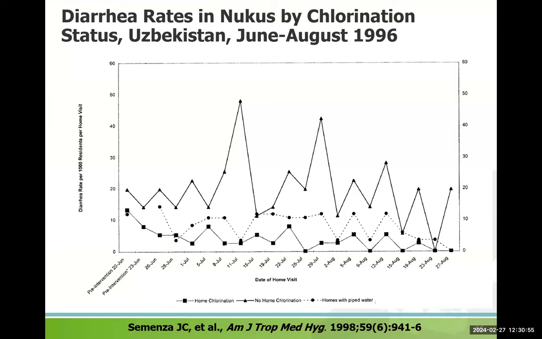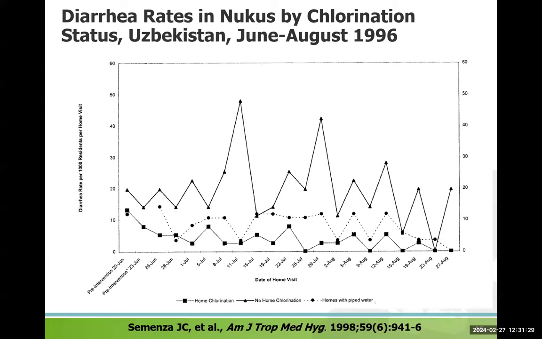And so if you look at the two bottom graphs here, you can see that the squares correspond to the home chlorination, and then the round dots correspond to homes with piped water. So it turns out that those individuals with home chlorination had a lower diarrheal rate, illustrated on the y-axis here, than people with access to piped water. So if you have piped water, you have more diarrhea than people with access to home chlorination.